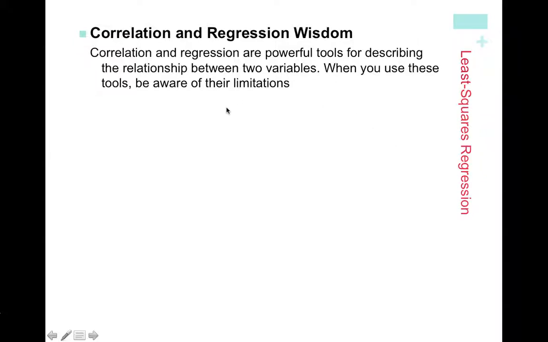So, some parting thoughts about correlation and regression. These are great ways to find relationships between variables and discuss how strong that relationship is and how good of a relationship it is. But they do have limitations and you do need to be aware of them. So, let's run through what some of those things are.